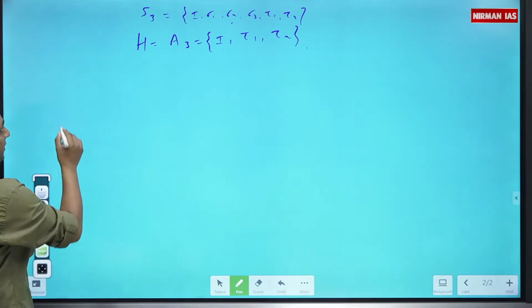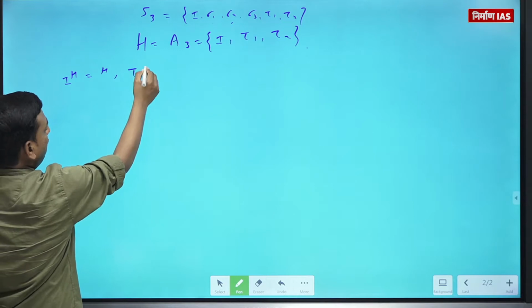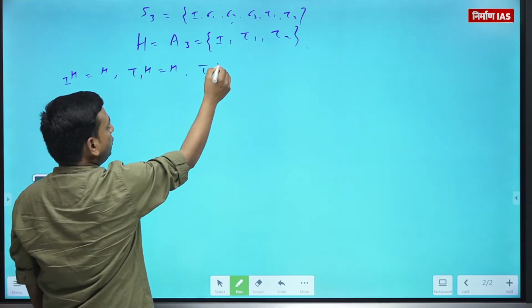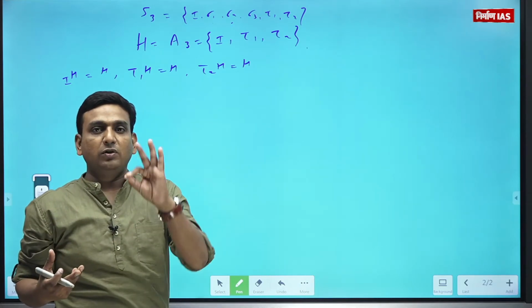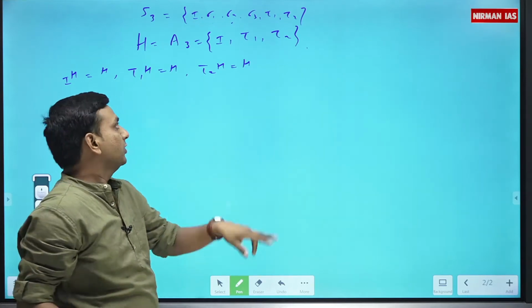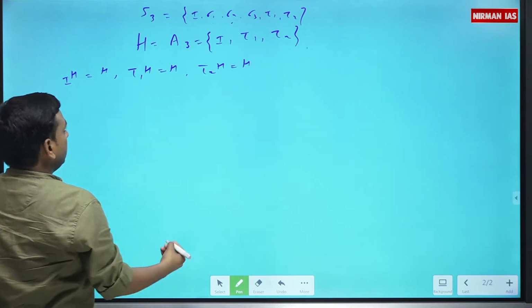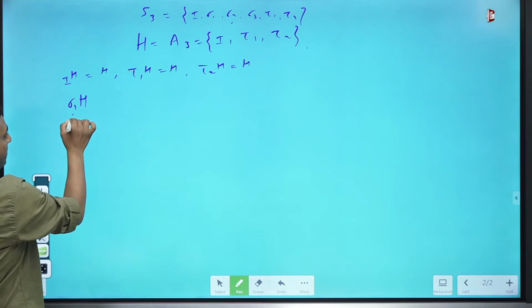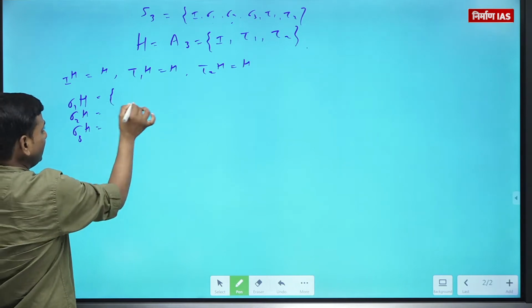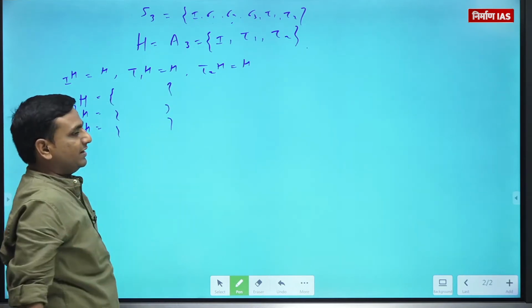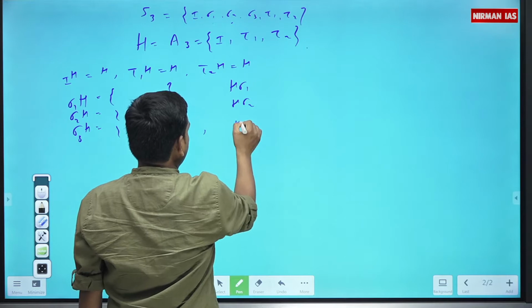So what I will be doing there? I H is H only. Tau 1 H is H only. Tau 2 H is H only. Why? Property of cosets: AH equals H if A belongs to H itself. So tau 1, tau 2 and I belong to H itself, so we'll be getting H only. Now, let's compose sigma 1 H, sigma 2 H, sigma 3 H. As I composed previously, you can compose these elements. Also, you have to do H sigma 1, H sigma 2, H sigma 3.